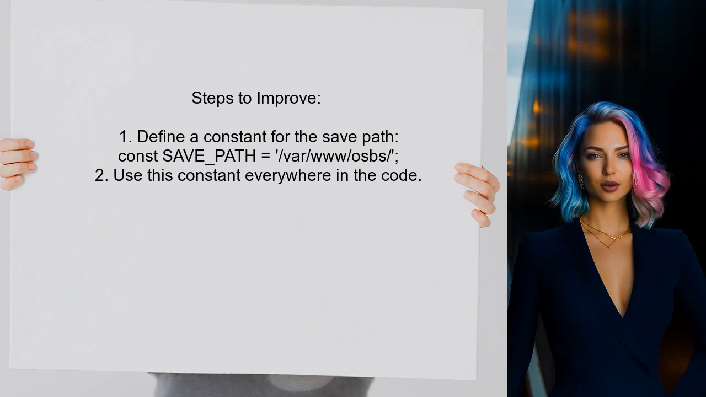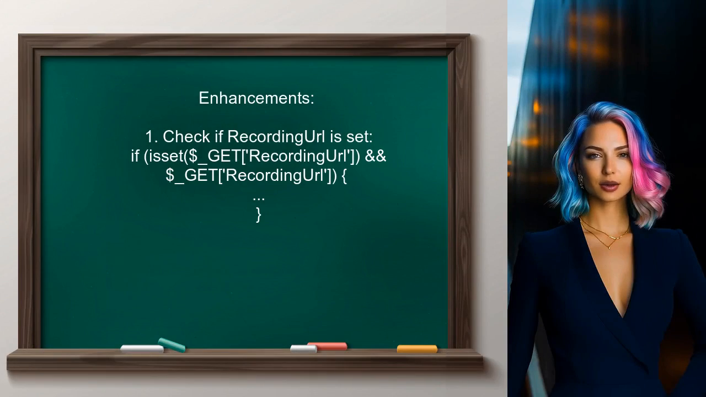The user also recommends defining a constant for the save path at the beginning of the file. This ensures consistency by using absolute paths throughout the code. Additionally, they added a check to ensure the recording URL is set to avoid PHP warnings. This makes the code more robust.